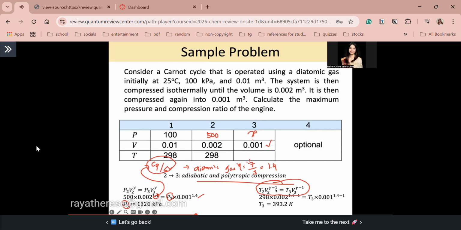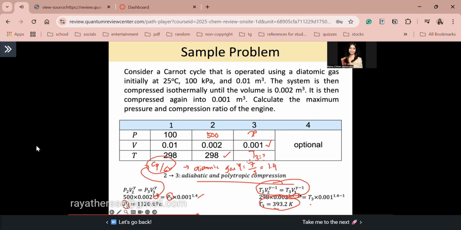T2V2 to the power of gamma minus 1 is equal to T3V3 to the power of gamma minus 1, so that we can solve for T3. Solving, we get T2 is equal to 298 K times 0.002 to the power of 1.4 minus 1. Okay? Kasi yun yung equation natin. That is equal to T3, yung unknown, times 0.001 to the power of 1.4 minus 1. Solving, we get T3 is equal to 393.2 Kelvin.